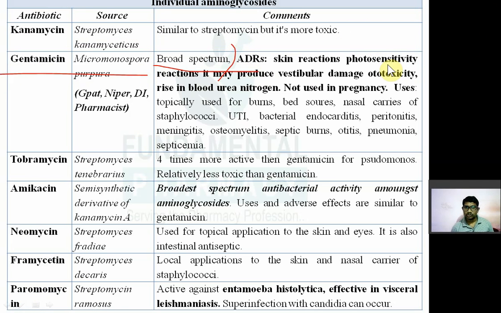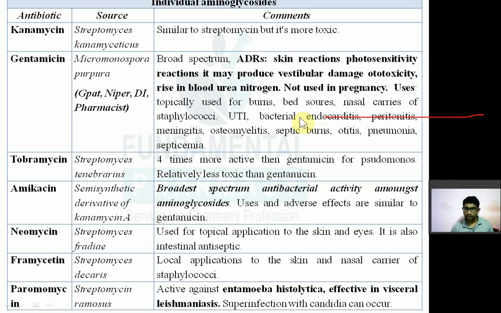So skin reaction, phototoxicity. It may damage your vestibular nerve. It may increase the urea in the blood. So rise in the blood urea nitrogen. It is not used in the pregnancy. So what is used? It is used topically for the treatment of burns, bed sores. जैसे मान लीजिए कोई बंदा आईसीयू में है 2-3 महीने से, तो उसको क्या होता है कि बेड सोर हो जाते हैं. So for the treatment of bed sore, this gentamicin is used.